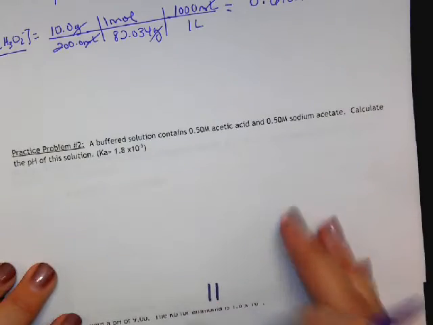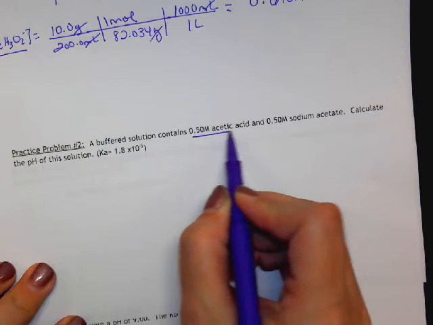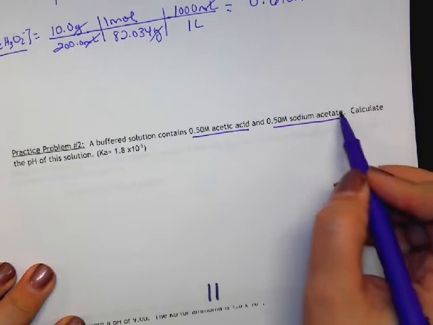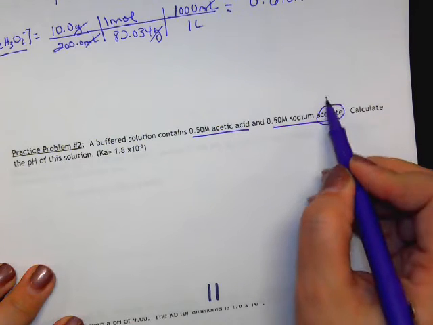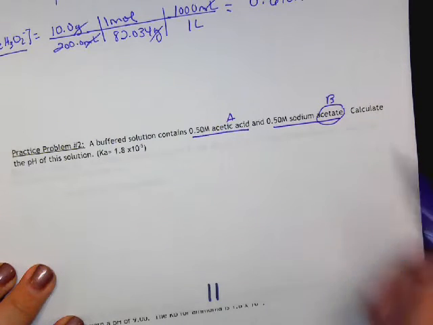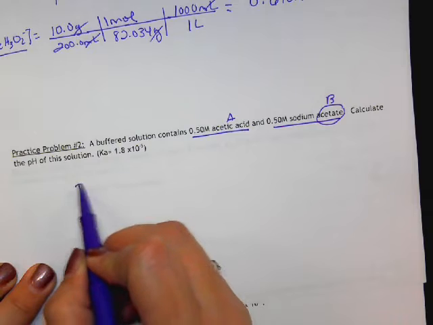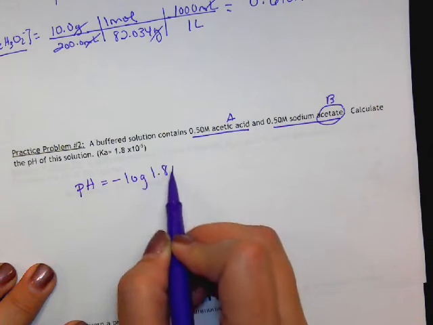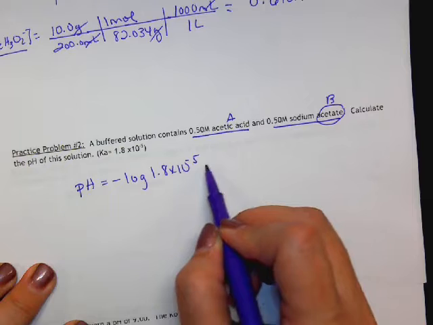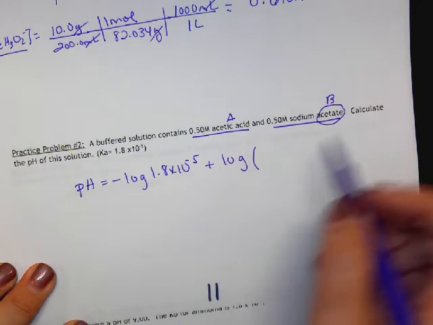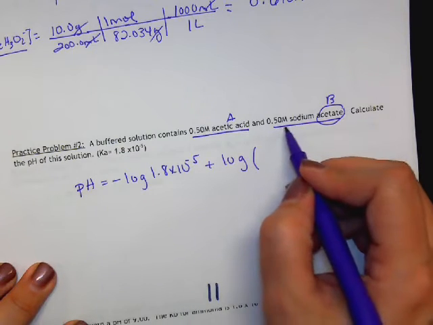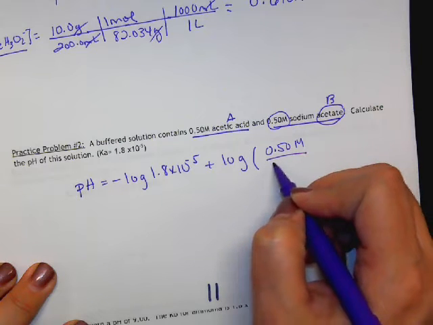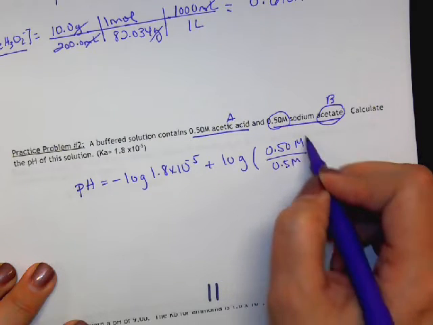Alright, so we have a buffer solution. We have, again, 0.5 molar acetic acid and 0.5 molar sodium acetate. Again, the acetate part is our base, and the acetic acid is our acid. So again, to find our pH, we would do the negative log of our Ka plus the log of base over acid. So our base is 0.5 over our acid, which is 0.5.